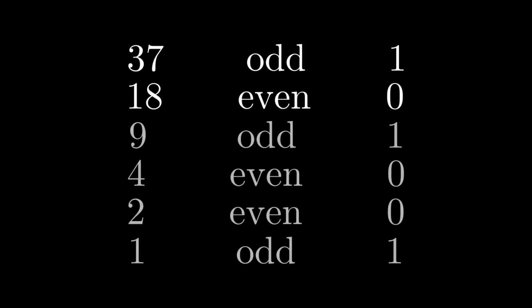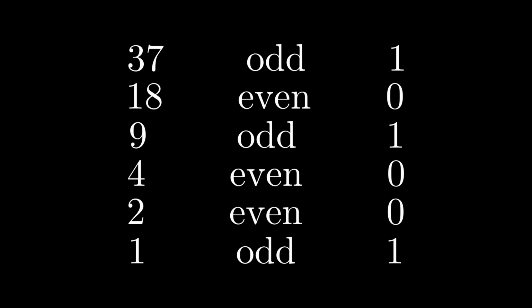37 is odd, so I'm going to write a 1 on the right. Next, I need to divide it by 2. Since 37 isn't divisible by 2, we first subtract 1 and then divide 36 by 2 to get 18. 18 is even, so I will write a 0 on the right. Then divide 18 by 2 to get 9, which is odd, and so on.